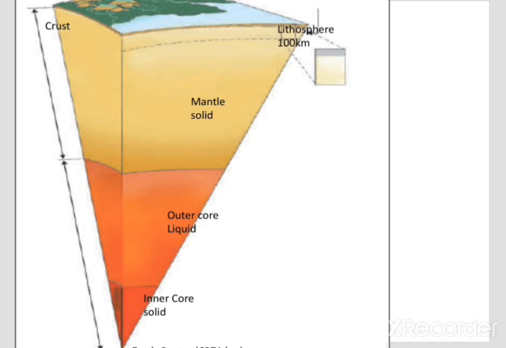After that, from which point? From here to here, this whole is a mantle, and it is about 2870 kilometer. And after that, the core, from where to where? From this point to this point, this whole is the core. Core is 3471 kilometer.